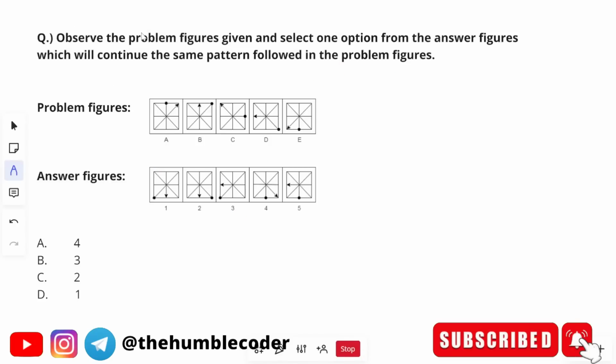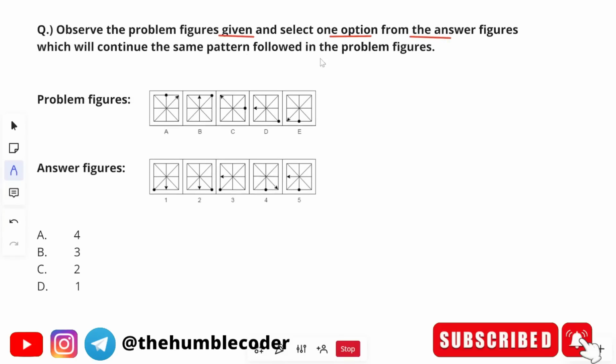Let's look at this question. Observe the following problem figures given and select one option from the answer figures, which will continue the same pattern followed in the problem figures. We have 5 problem figures. We have to tell which one will come in the next sequence, and the answer figure we have to select from the answer figures given. Let's now understand the pattern that is getting followed.